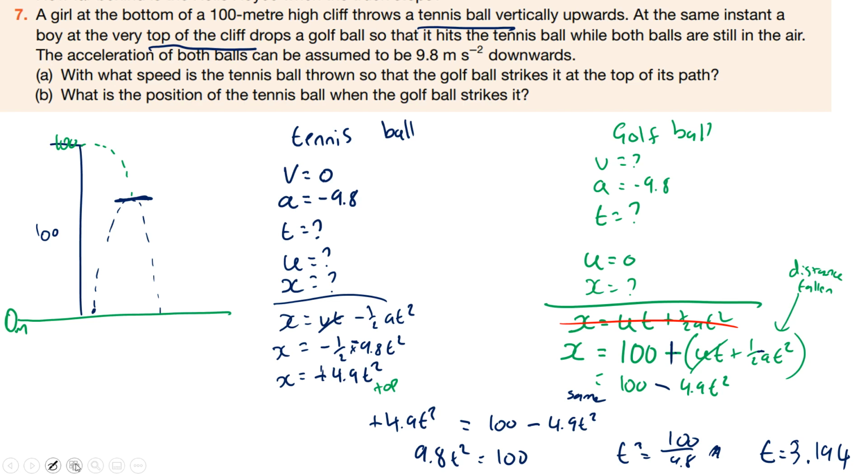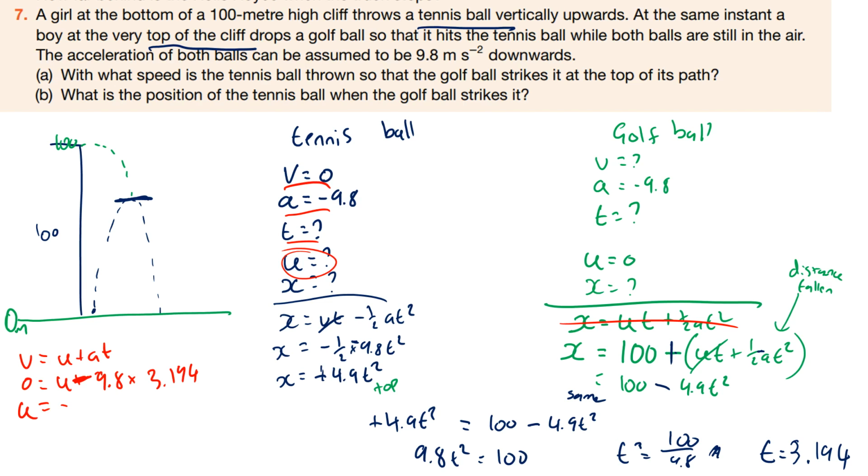Ultimately, the first one was the initial speed of the tennis ball. Well, we've now got v, a and t, so we can calculate u. V equals u plus at. 0 equals u plus subtracting 9.8 times 3.194, which means that u is going to equal 3.194 times 9.8, which gives us 31.3.